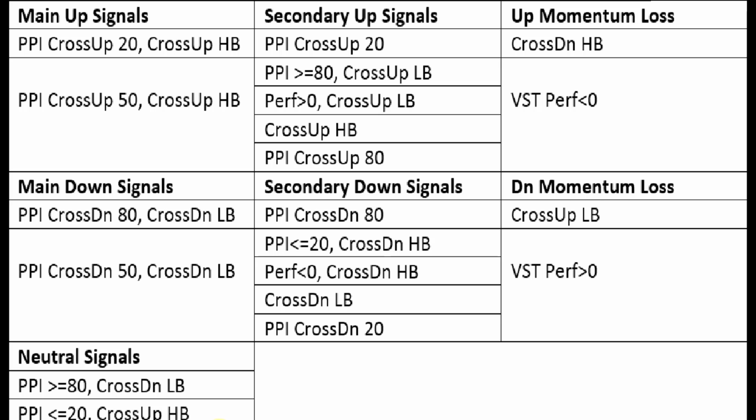A secondary up signal is produced when the price position indicator crosses above 20 and the asset's price does not cross above the higher line of the high-low band. A secondary up signal is also produced when the price position indicator is above 80 and the asset's price crosses above the lower line of the high-low band. Another secondary up signal is produced when any of the performance lines is above 0 and the asset's price crosses above the lower line of the high-low band. All signals are shown on this table and are produced by the interaction between the asset's price, the price position indicator, and the medium, short and very short-term performance lines.